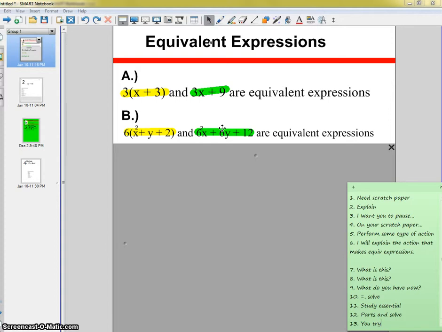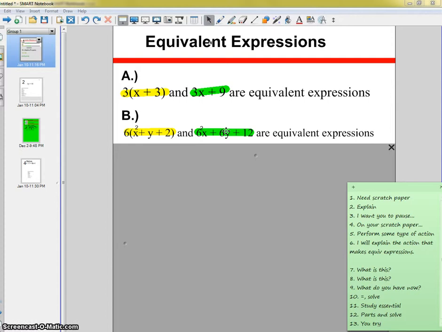Okay, so in a few moments I'll say go, and then you can try to perform that action to make the yellow highlighted expression in sample A equal or equivalent to the green highlighted expression in sample A, and the same thing for B. Make the yellow highlighted expression in sample B equivalent to the green highlighted expression. Do something on that paper to make that happen. Go.